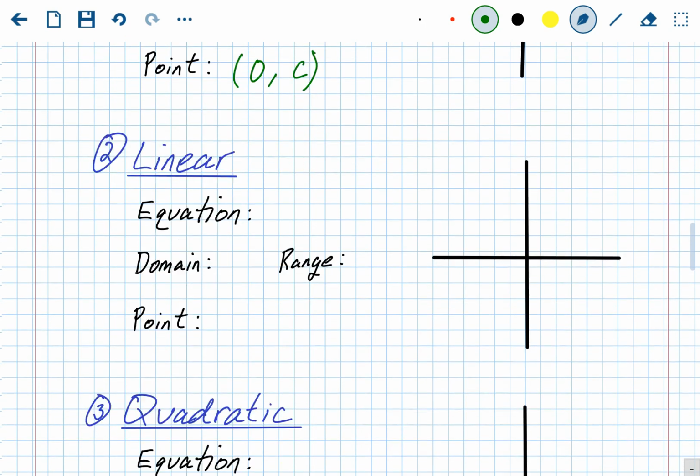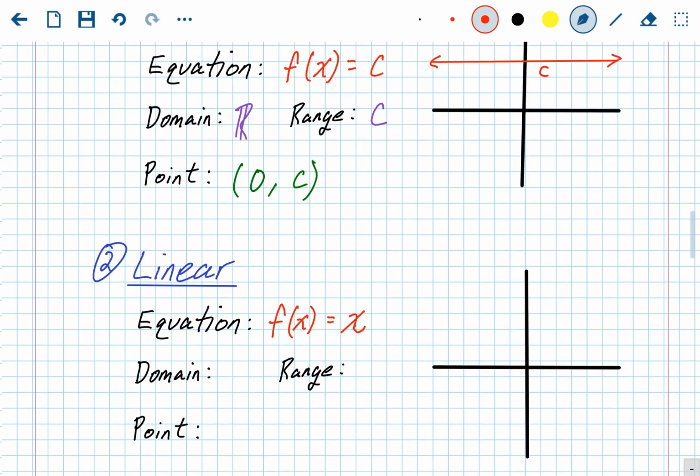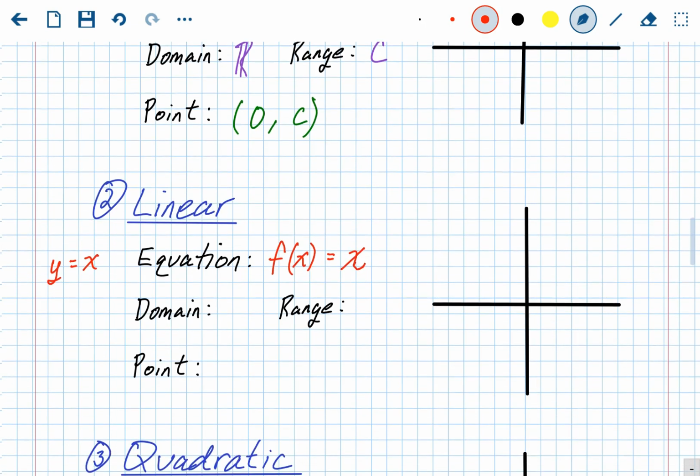All right, linear family. We already dealt with linears. The most basic form of a linear function is f of x equals x. Now again, remember, f of x could be y. You could always write it as y, so the constant could be y equals c. The linear graph is the equation y equals x, or in function notation, f of x equals x.